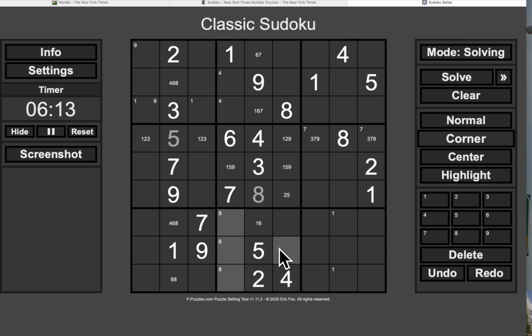Let's see, I got 2, 4, 5 in here. And 1, 3, 6, 7, 8, 9 down there. Now, these can't be 7. None of these are 6. These are not 7. Can be anything. This is not 1 or 9, but could still be 3, 6, 7, or 8.